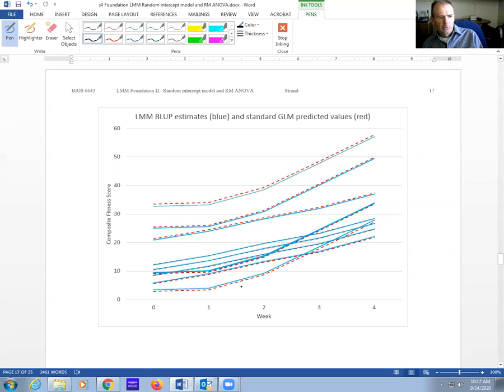Okay, why do we see different patterns for one group compared to the other in our predicted values? What allowed us to get those different estimates for the two different groups as we look over time?